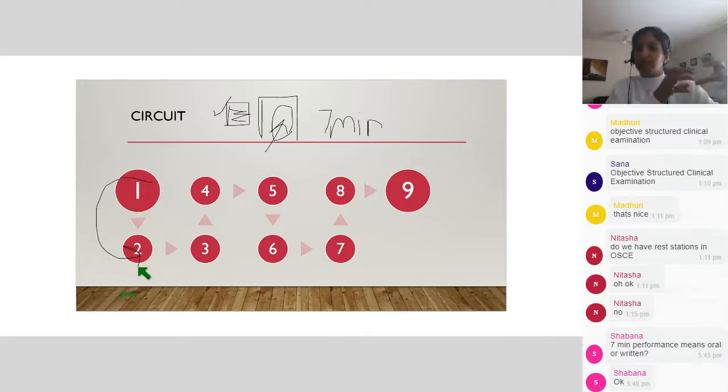The person on second will go to third, the person on third will go to fourth, and this will continue. So this circuit goes on till all of you have finished 12 stations. There will be a little more time obviously with rest stations, but once everyone has completed all the stations, the exam will stop. So there is no break in the exam except for rest station. It goes on continuously in a circuit. Okay, so all of you understand this? Yes.